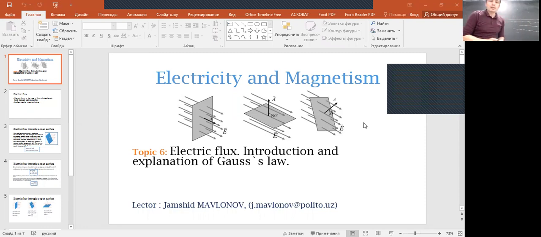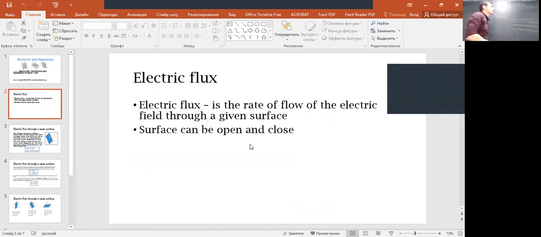So what about the electric flux? Electric flux is the rate of the flow of the electric field through a given surface. If we have such kind of electric field lines, we need to find here the electric flux, okay? So this one, the electric flux.